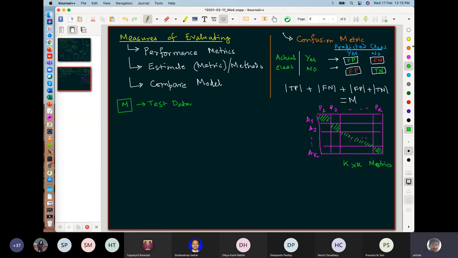Now people try to formulate such kinds of measures, where they first try to find out what is called accuracy. As the name suggests, you can easily see.